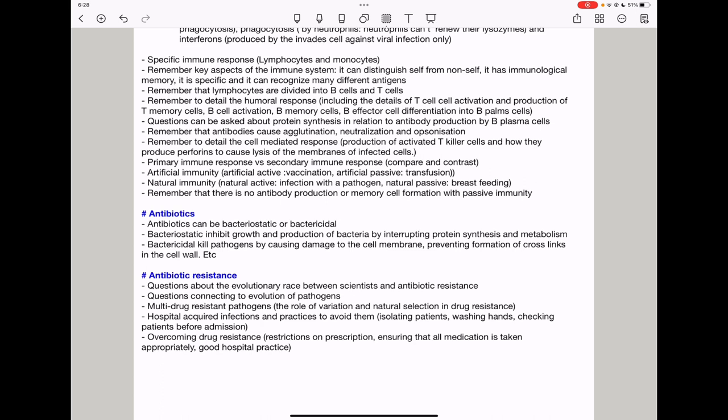They could bring about hospital-acquired infections and practices that can be carried out to avoid this, like isolating patients, washing hands, checking patients for specific drug-resistant pathogens before admission. They could ask about overcoming drug resistance, like restriction of prescription that is carried out by the doctors, ensuring the medication is taken appropriately, that is in relation to the patient, and then carrying out good hospital practice, that is in relation to the caregivers within the hospitals.